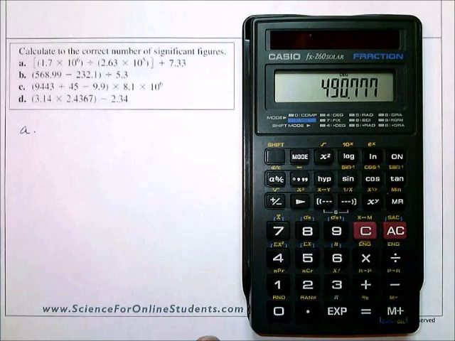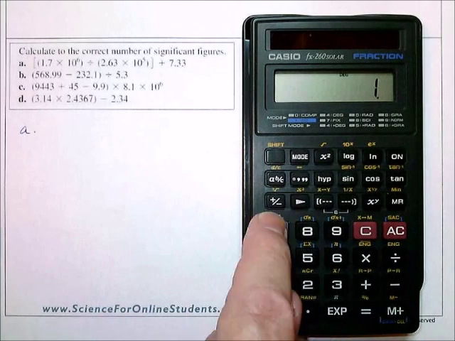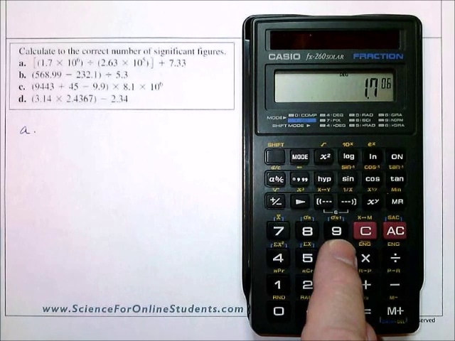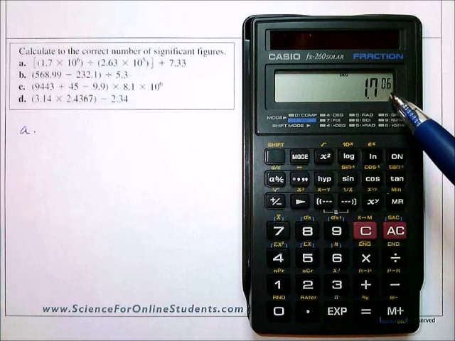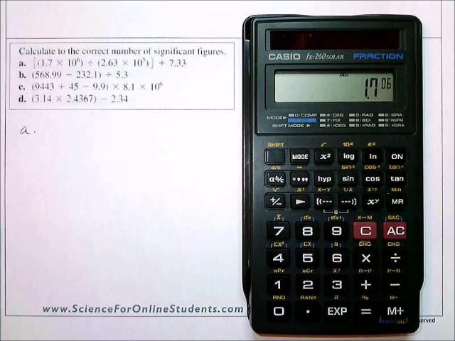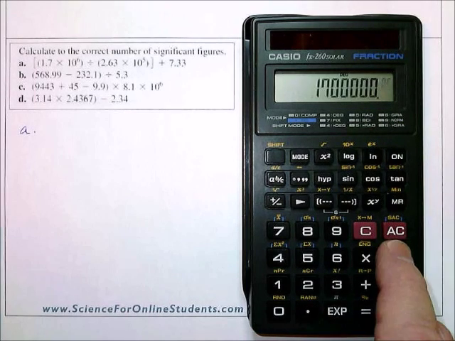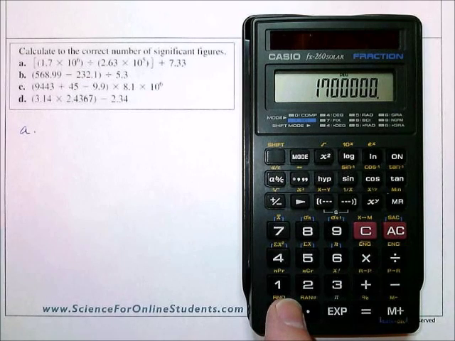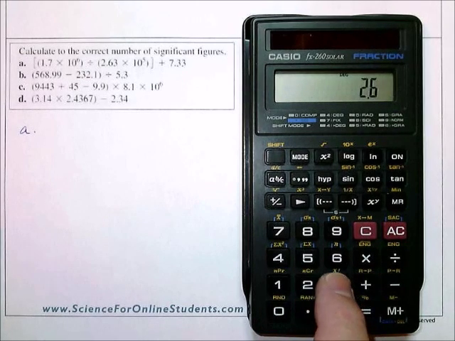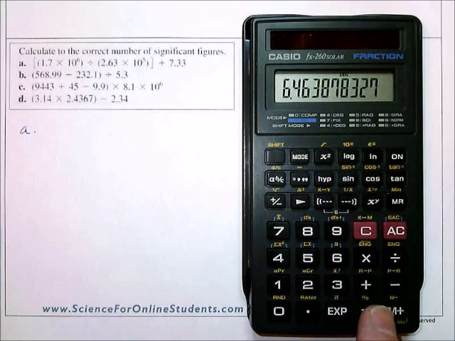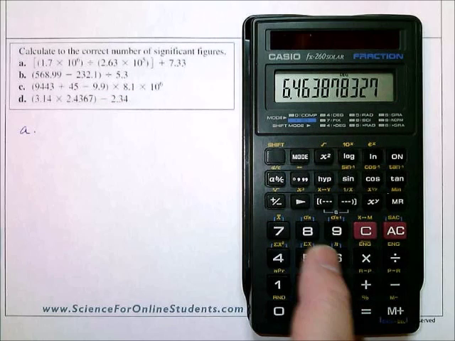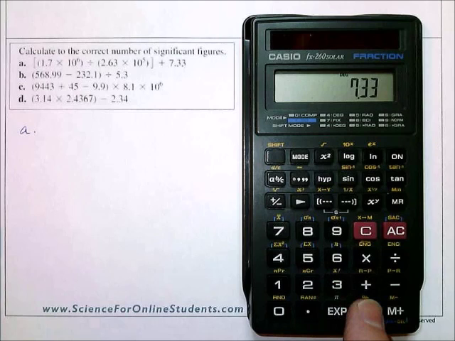All right, 1.7 times 10 to the 6th, and see how it comes up here on the display. 1.7 times 10, 10 to the 6th. Okay, we will divide by 2.63 times 10, equals. Now we will add 7.33. I should have written that down, shouldn't I? And I'm going to have to redo it anyway.